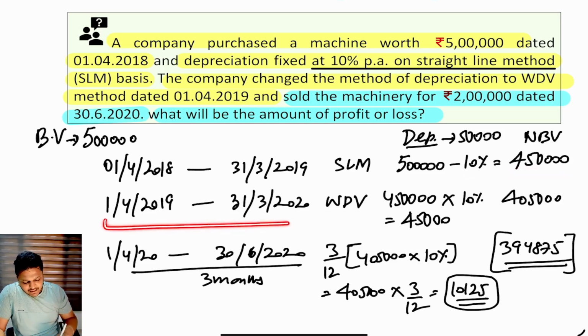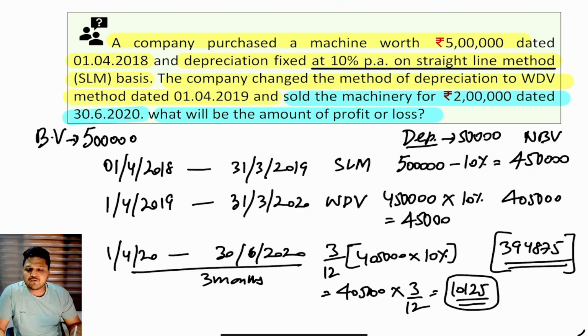For the second period, I considered another accounting period, that is from 1st of April 2019 to 31st of March 2020. The written down value method was used, and accordingly we calculated the depreciation, that is 45,000, and the net book value came out to be 4 lakh 5,000. Then we had another 3 months, for which the WDV method of depreciation was used, right? But this is just for 3 months, for 1 quarter only. So it is 3 divided by 12 into 4 lakh 5,000 into 10 percent, and we calculated the net book value. It came out to be 3,94,875.